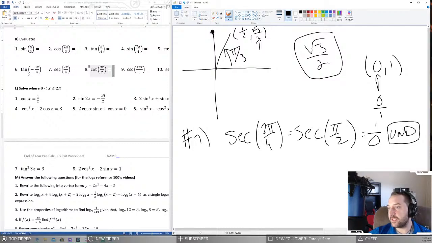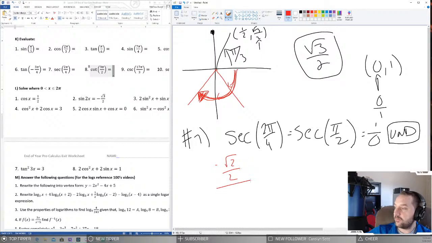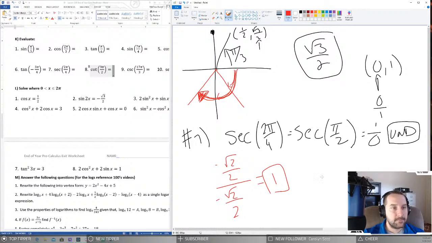Tangent is sine over cosine. So at 3 pi fourths, so like on number 6, 1 pi fourths, 2 pi fourths, 3 pi fourths. So my rotation is all of this here. Okay, so the sine over cosine there. So negative root 2 over 2 over negative root 2 over 2. So that's going to be equal to 1. Any comments or questions on part K?